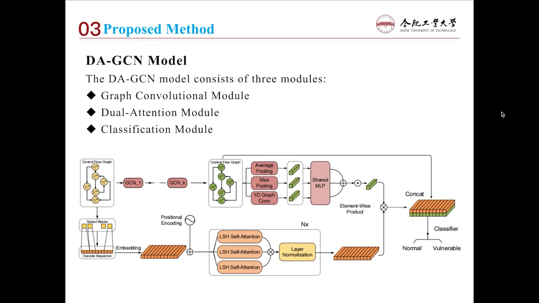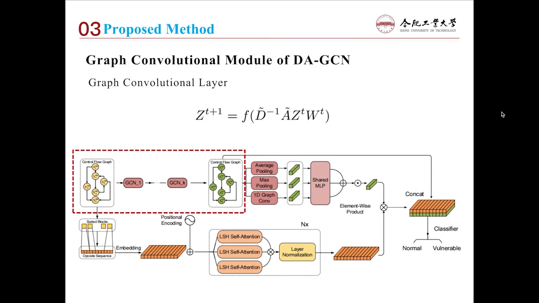The DAGCN model shown in the picture consists of 3 modules: graph convolutional module, dual attention module, and classification module. In the graph convolutional module, we use graph convolutional layers at the control flow level to propagate each basic block's features to the neighbor blocks based on the structural connectivity, extract the features of the graphs, and then the structural information in the smart contracts.